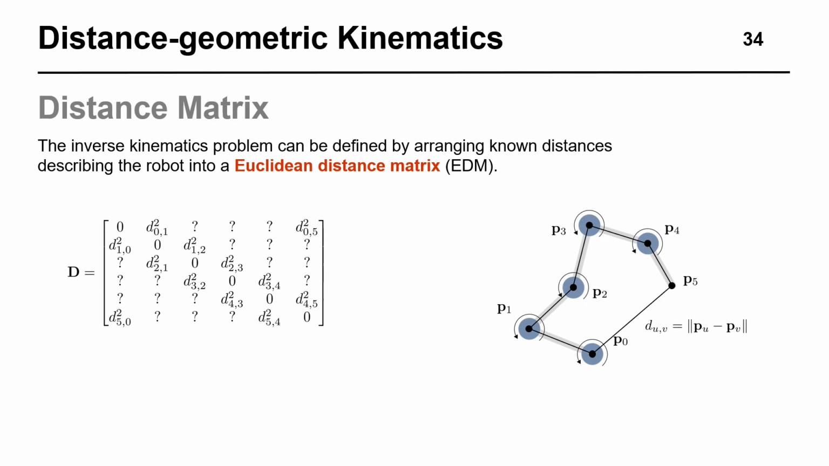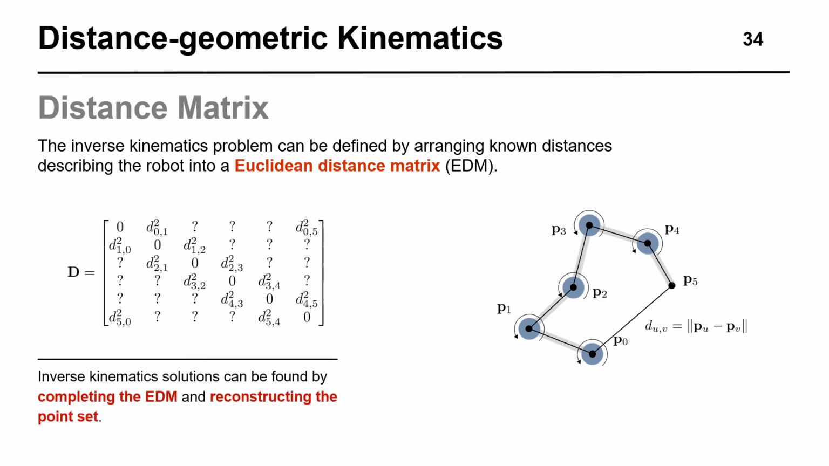Now, any set of points whose distances result in a Euclidean distance matrix that has elements matching those defined by the problem will in fact correspond to an inverse kinematics solution. Note that a complete Euclidean distance matrix allows us to reconstruct the point set up to a rigid transformation, allowing us to recover the full configuration vector.